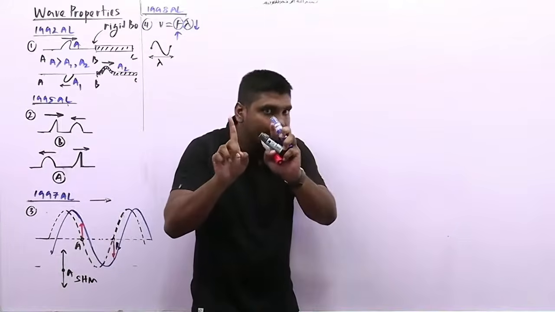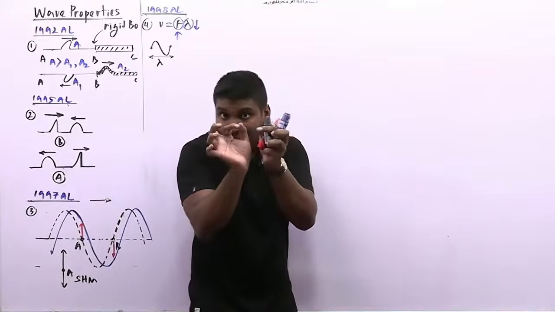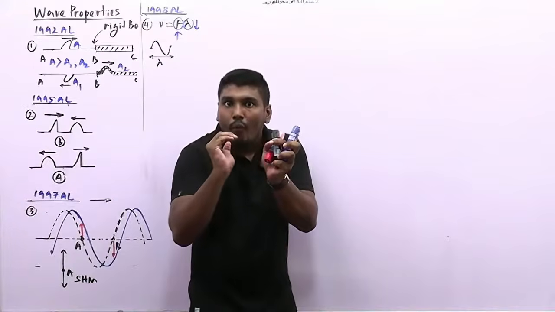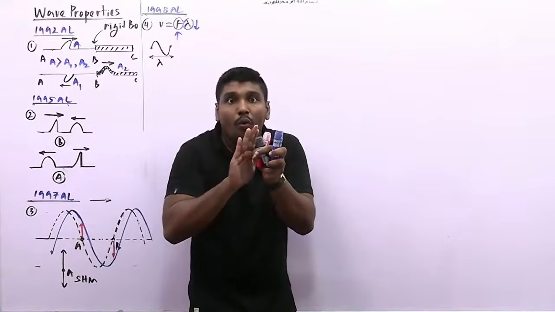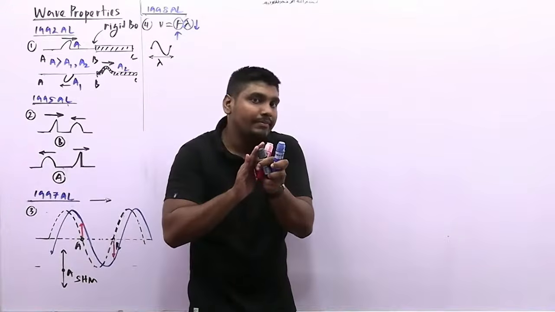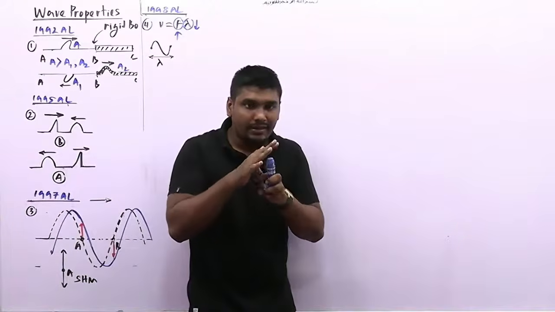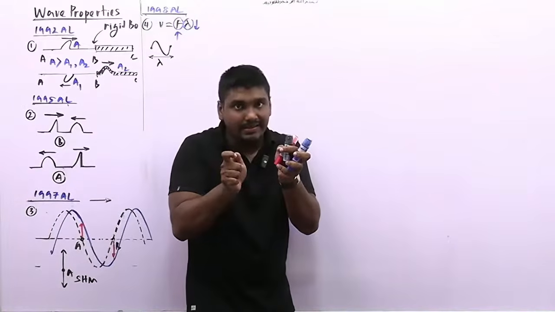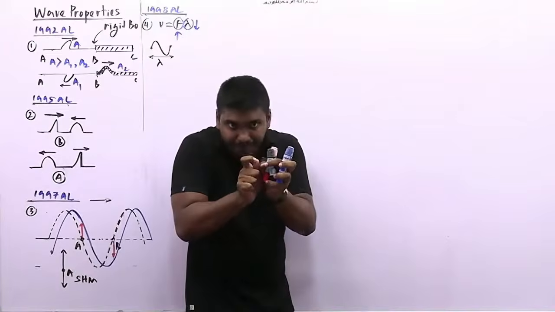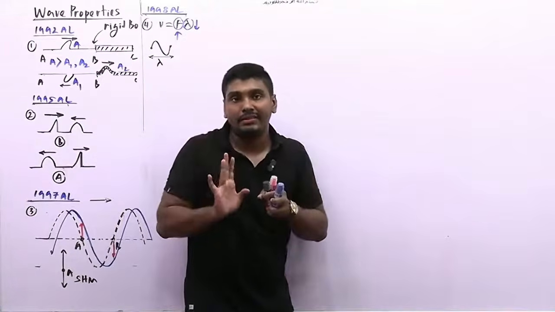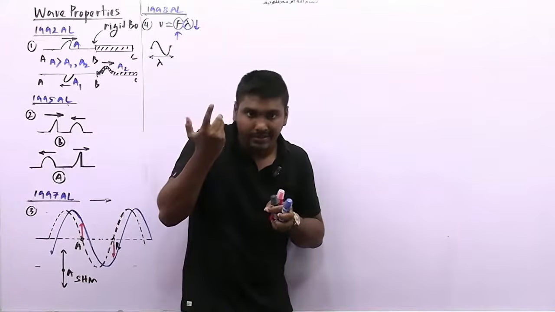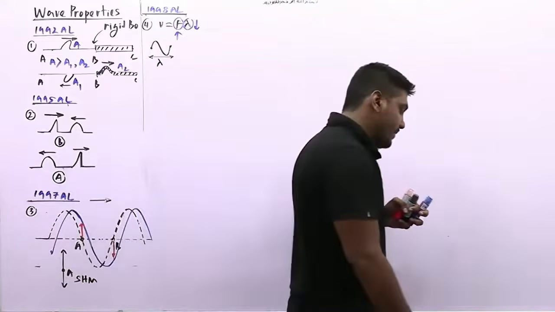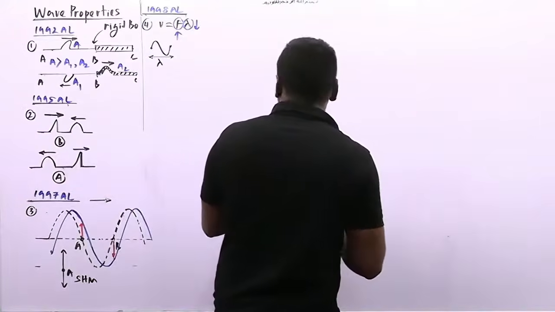When you consider 2 adjacent medium particles vibrating under the same phase, what is the phase difference between them? 360 degrees. If 2 medium particles are vibrating under the same phase, the phase difference between them is equal to 360. Keep that idea in your mind. Question number 4 is also done.